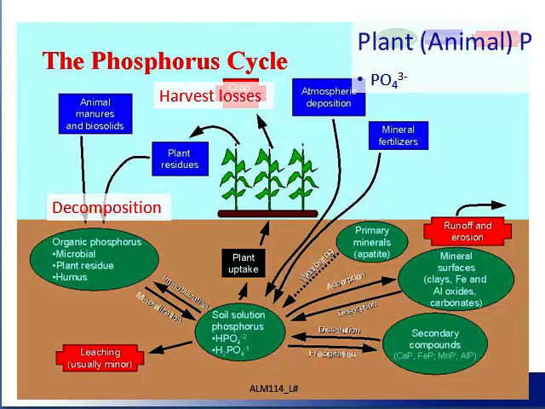P mineralization is the process where organic P becomes converted to phosphate as organic phosphate decomposes, and immobilization is the process where available P becomes tied up in microorganism cells. Mineralization occurs most rapidly when the carbon to P ratio is less than 200 to 1, and immobilization occurs when the ratio is greater than 300 to 1, as shown by Havlin et al. in 1999.